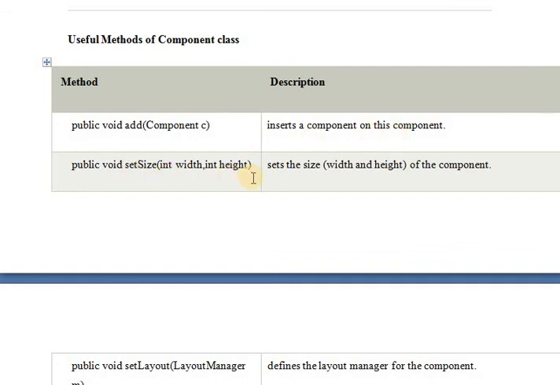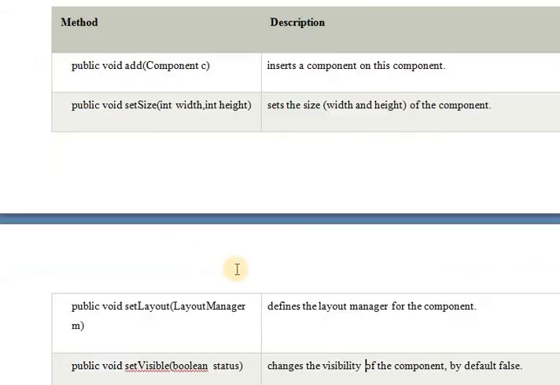So setSize sets the width and the height of the component. See here, the parameters are the component, width and height. This should be public, so the access control specifier should be public.